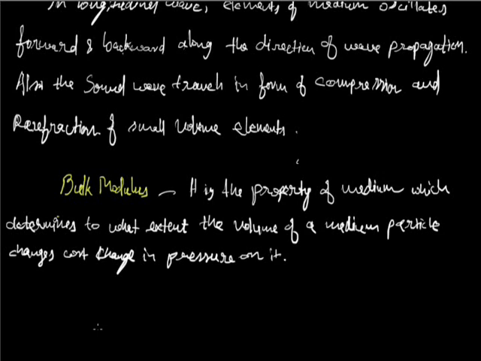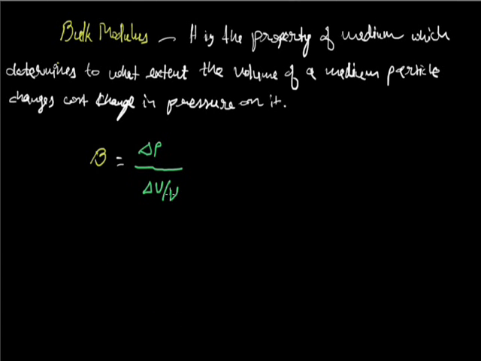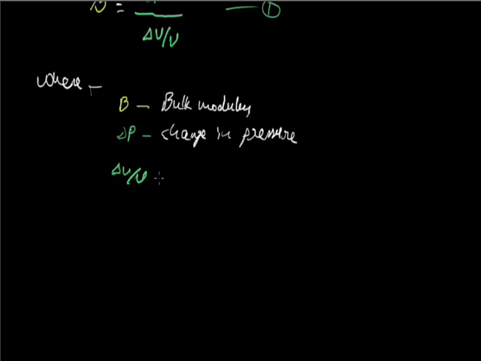Say if we express the bulk modulus by capital B, then its value will be given by ratio of change in the pressure with respect to change in volume. Say this is the equation number 1. Considering this equation number 1, here in this equation B will be known as bulk modulus, delta P will be known as change in pressure, and delta V upon V will be known as fractional change in volume, which is due to the change in pressure.